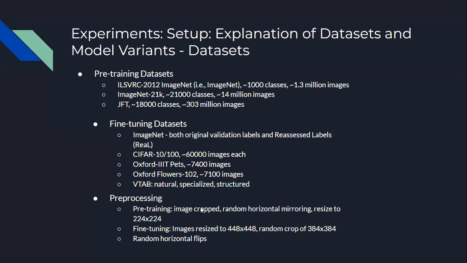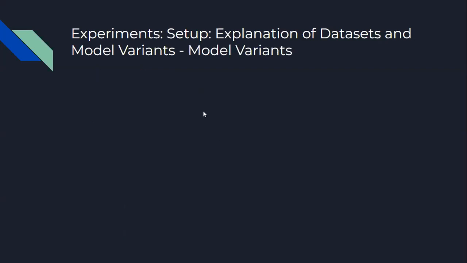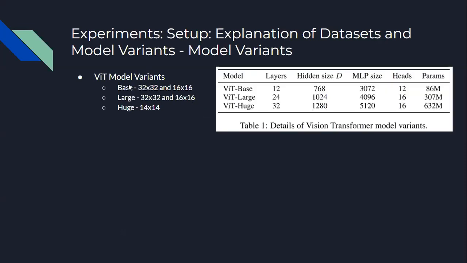For pre-processing, the pre-trained images are cropped, have horizontal mirroring, and are resized to 224 by 224. But as was mentioned earlier, for fine-tuning, you get better results with a larger dimension, so they have it at 384 by 384. For the ViT models, they have base, large, and huge. Base and large can use 32 by 32 patches and 16 by 16 patches, and huge uses 14 by 14. Over here are some general parameters like the number of layers, the MLP size, the number of heads. Hidden size D is the latent matrix size or length, which is what is actually fed into the transformer.